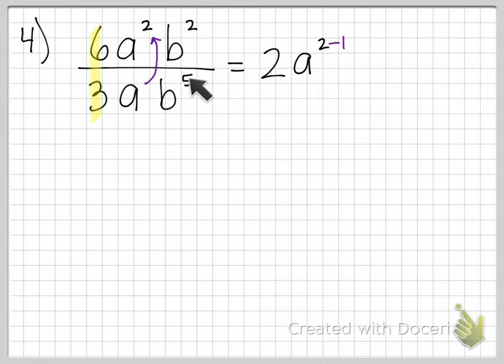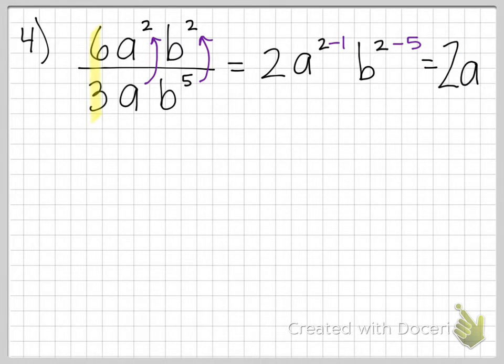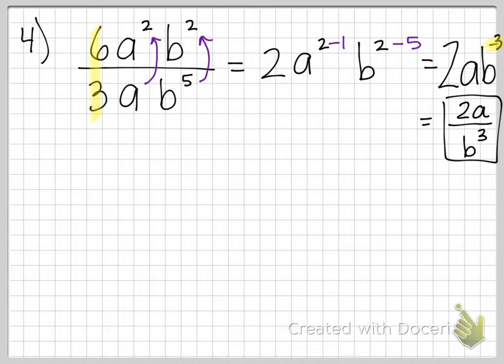You see I have a 5 down here and a 2 up there. I'm going to subtract up, so 2 minus 5. So now I'm going to keep my 2 the same. 2 minus 1 here is 1, so just a. And then 2 minus 5 here is negative 3. Now we're going to look for our negative exponents, and we're going to put that on the denominator. The 2a stays on the top, and the b to the negative 3 goes down and makes b to the positive 3.